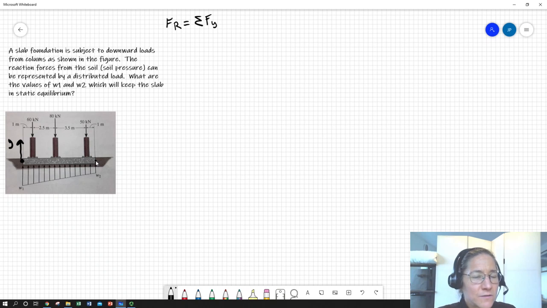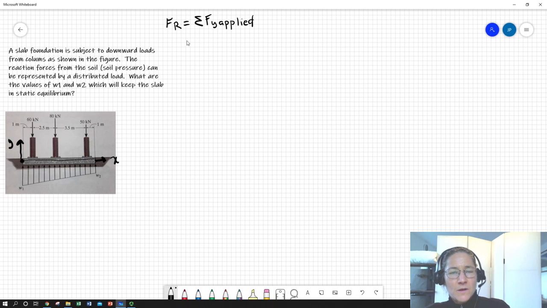And from the point of view of this problem, it looks like the slab has minimal thickness. So we can just say that this is the x-axis right here. Okay. So the force resultant coming from the soil has to be the sum of all of the applied forces coming from the column, and the resultant moment coming from the distributed load of the soil has to be equal to the sum of the moments from the applied forces.